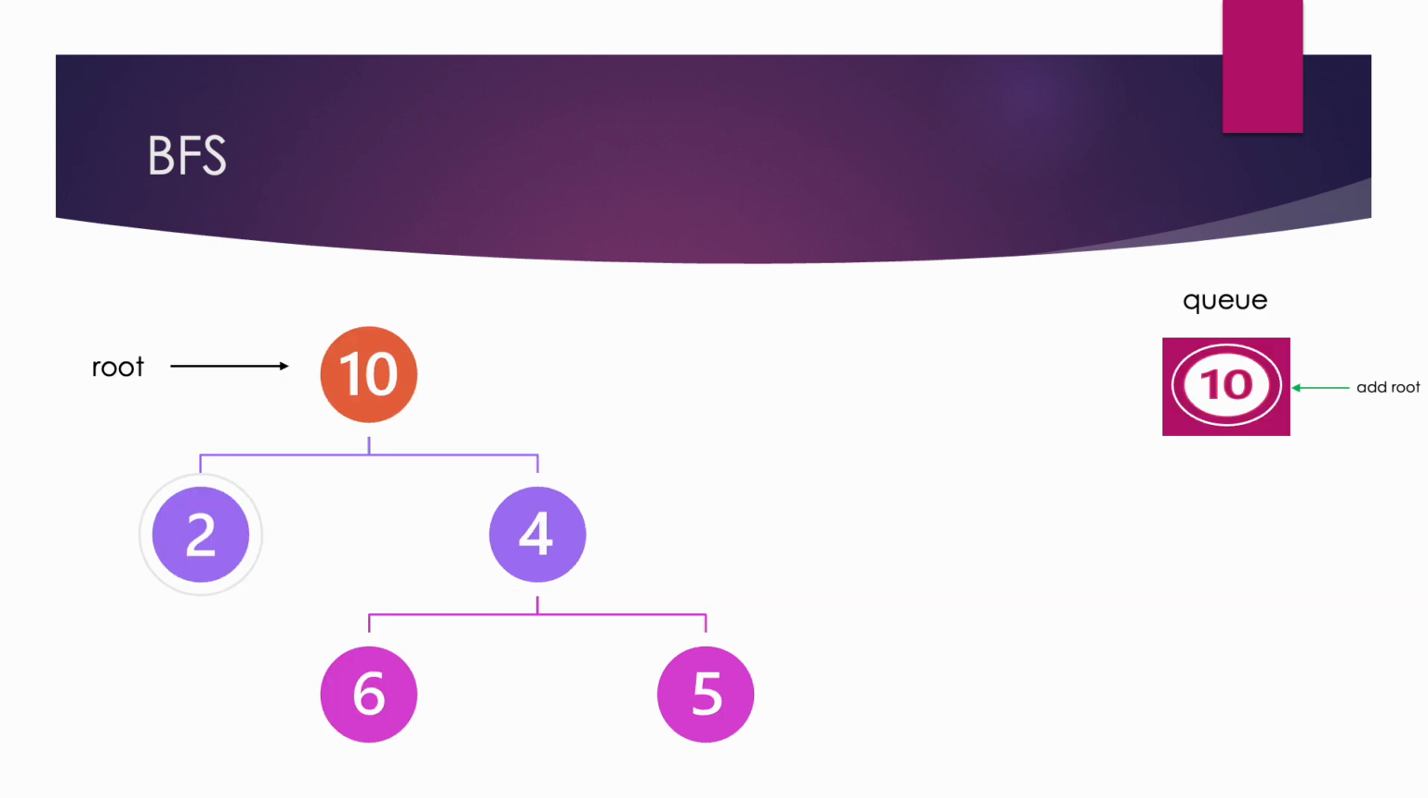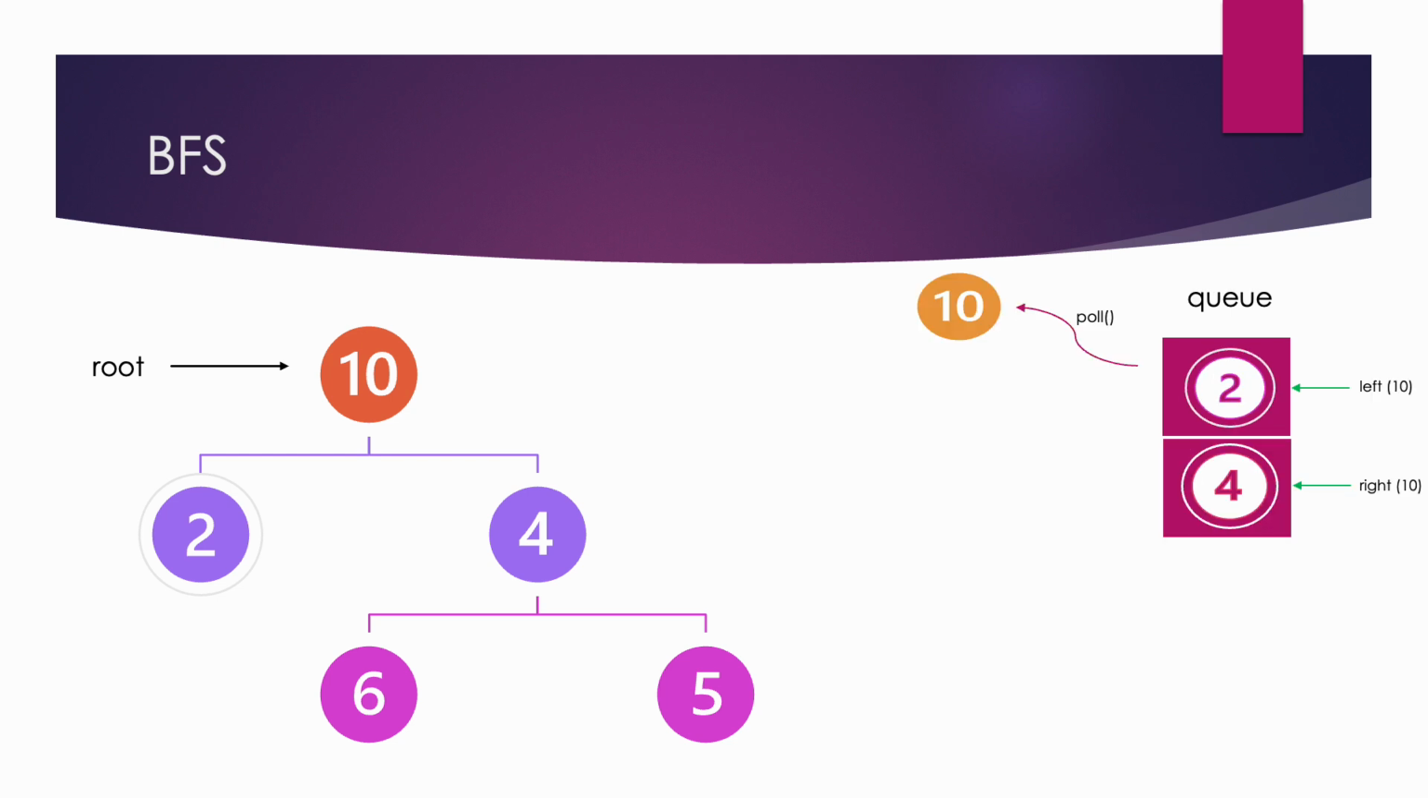Our root node points to the node with value 10. Initially, we have a queue when we implement BFS in an iterative manner, wherein we add the root to the queue. And our stopping condition is that until the queue is empty, we are going to keep iterating, or keep traversing.